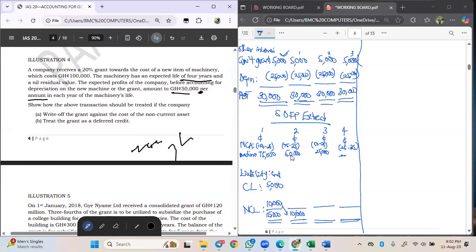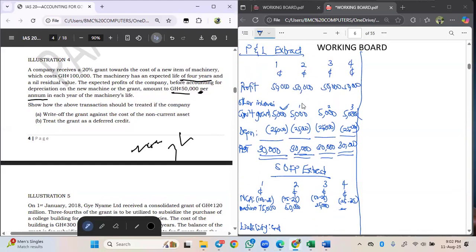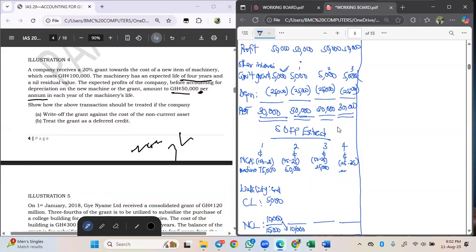In year 2, you have 10,000 left because when you are in year 2, here you have year 3 and 4. So it's 10,000. Out of this 10,000, how much will be held in current liability?